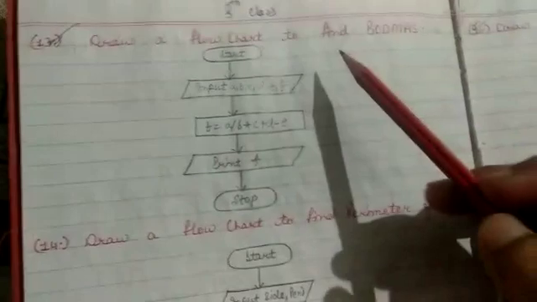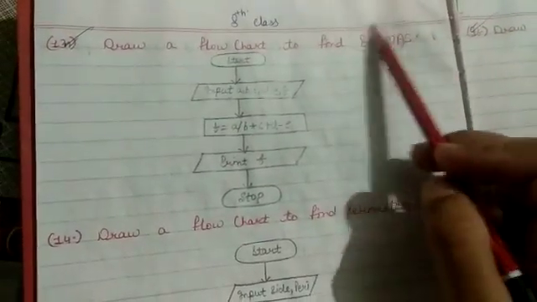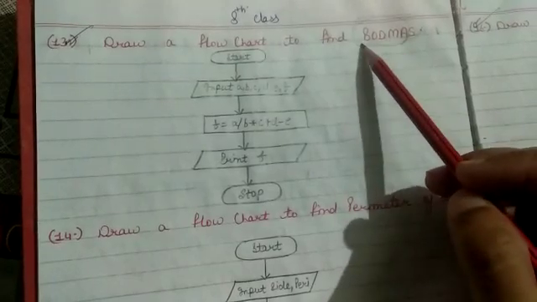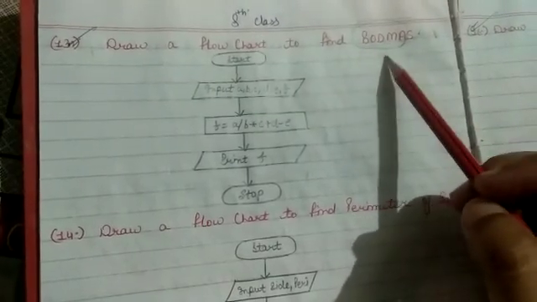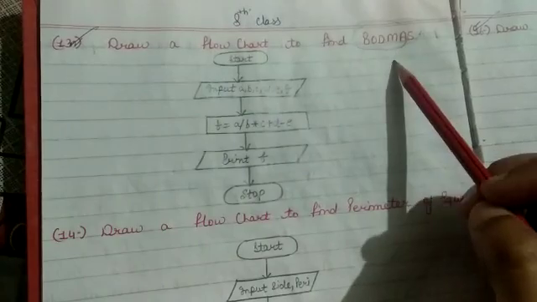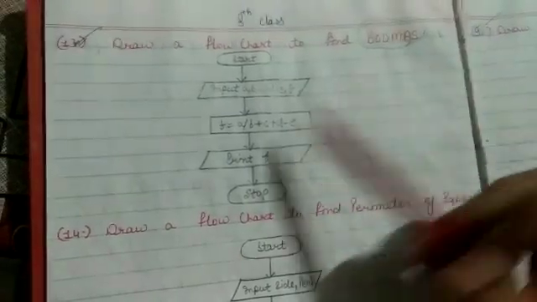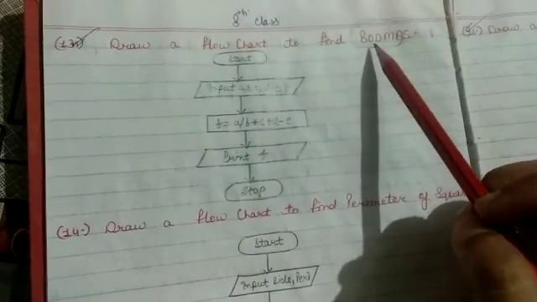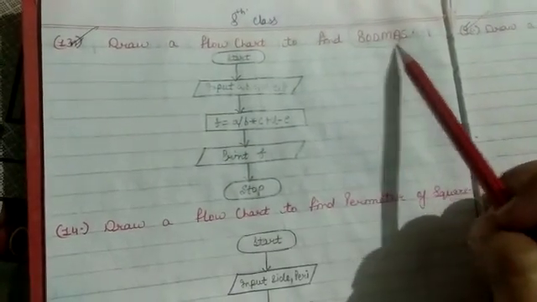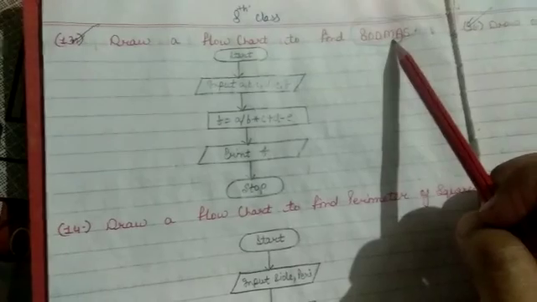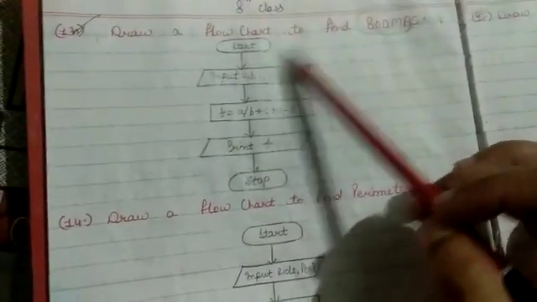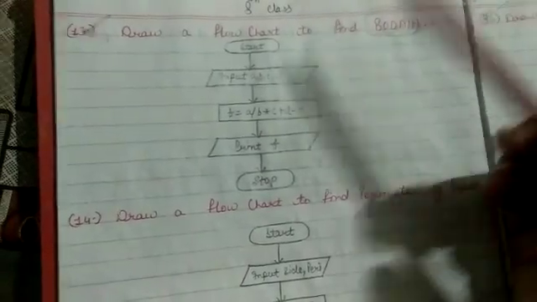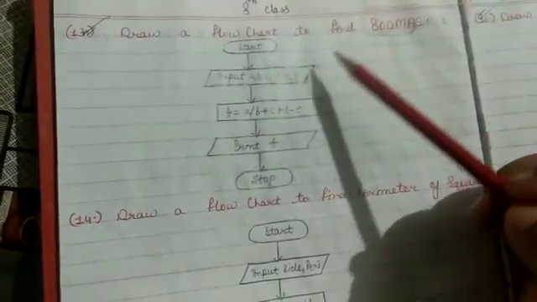Next is the flowchart for BODMAS. Okay, BODMAS. What is the full form of BODMAS? Brackets, division, multiplication, addition, subtraction. So first of all, we will solve the brackets. Okay, then division, multiplication, then addition and then subtraction. So start symbol, input 5 variables. You can take 3 also, but 5 are sufficient for the BODMAS operations.